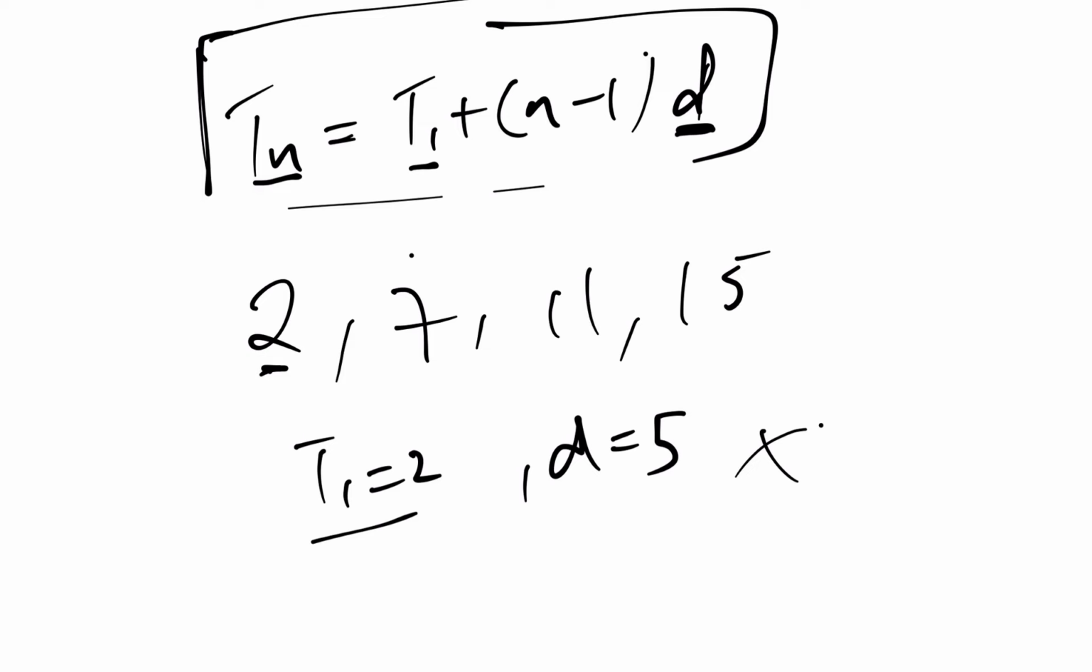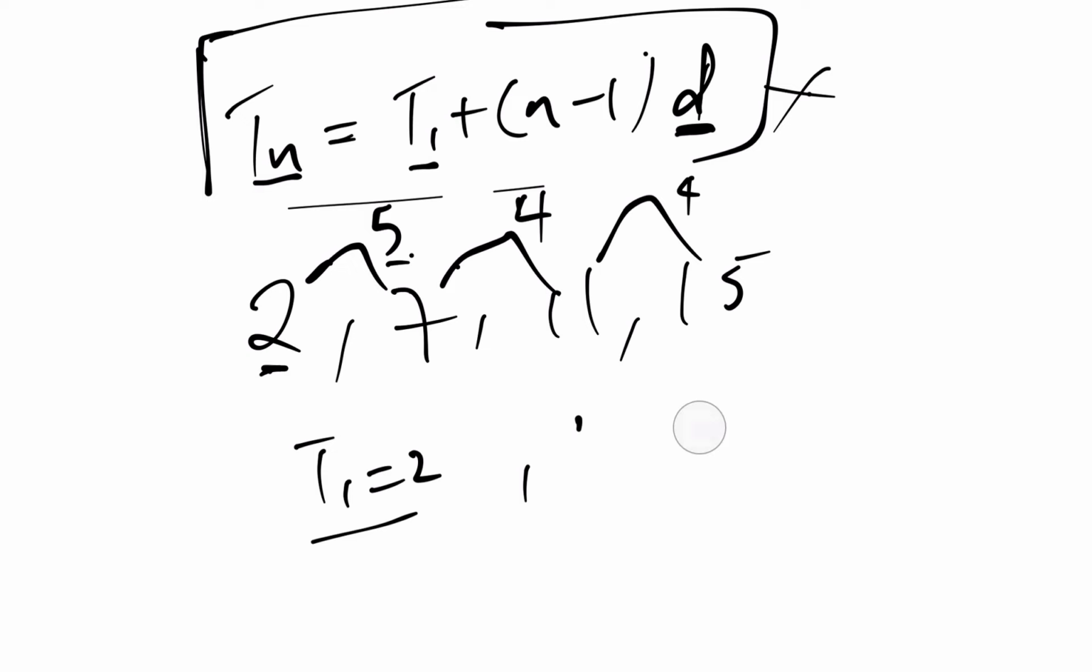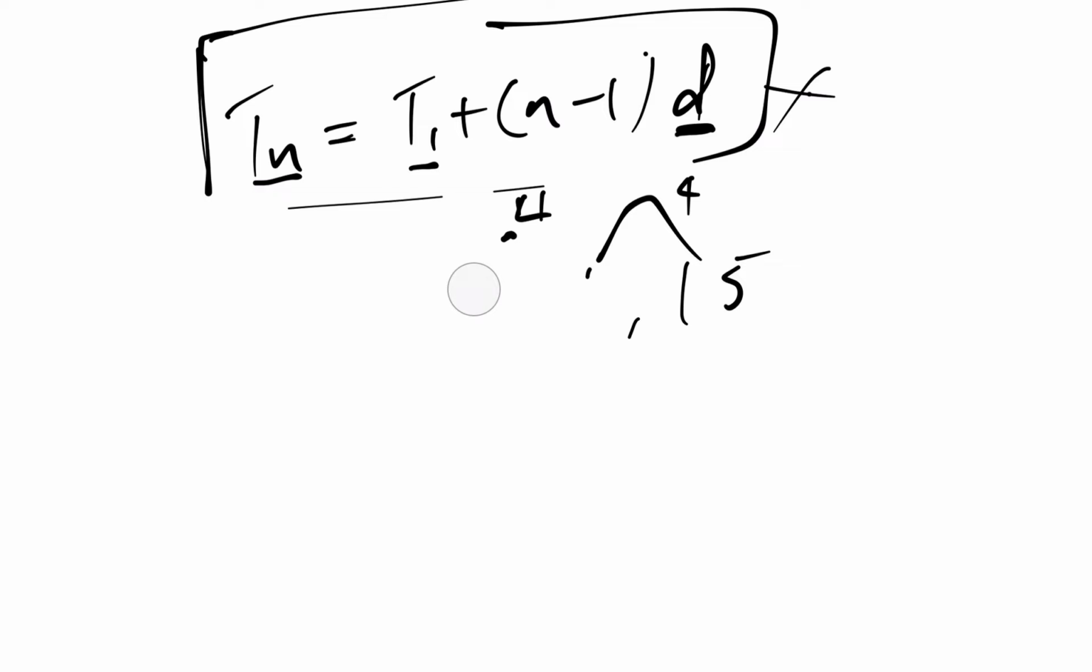Of course, the first term is 2, but the common difference is not 5. The difference between 7 and 2 is 5, but the difference is not common. Between 2 and 7, the difference is 5. Between 7 and 11, the difference is 4. Between 11 and 15, also 4. So the difference here is 5, here is 4, and you can see that it's not common. Hence, you can't use this formula thinking this is an arithmetic sequence. So that's what we have to note first before rushing into using the formula.